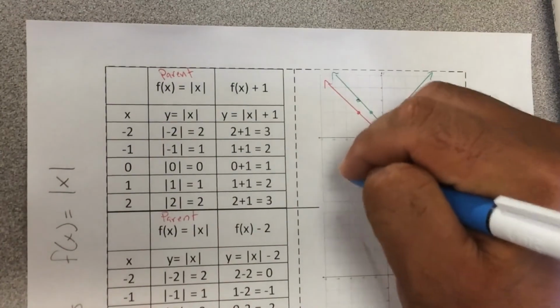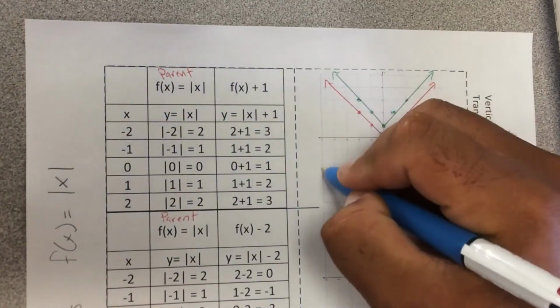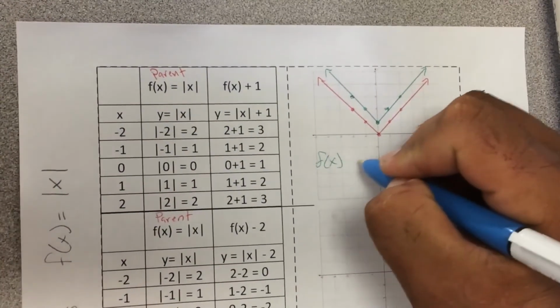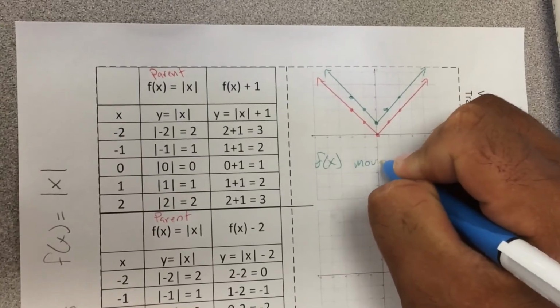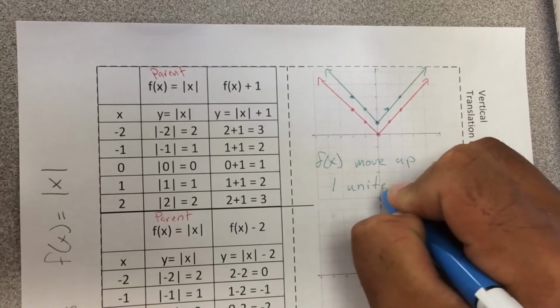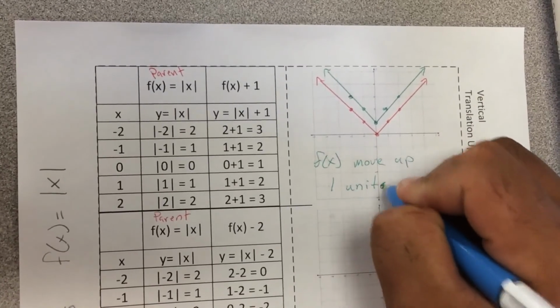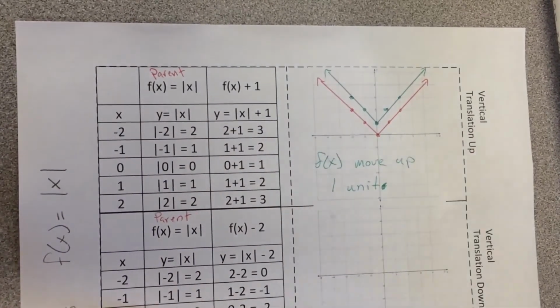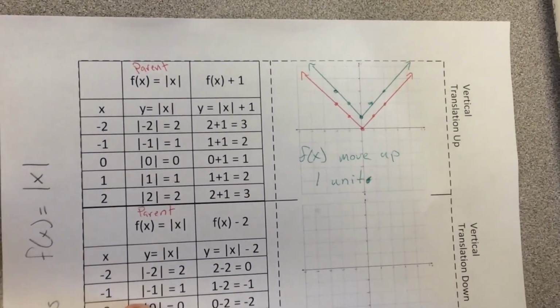So I would say f of x moved up 1 unit, period. And this is a vertical translation up.